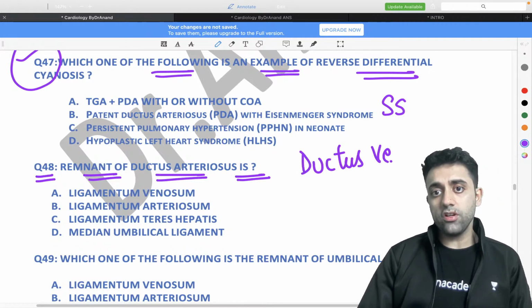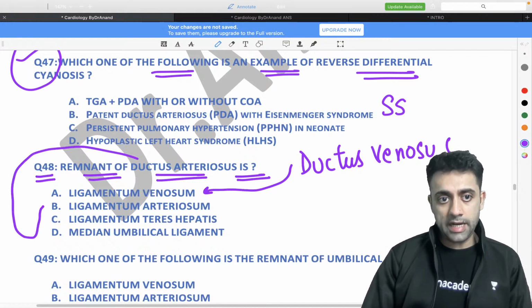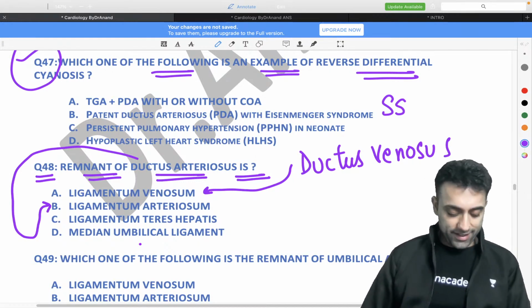The remnant for ductus venosus will be ligamentum venosum. The remnant of ductus arteriosus will be ligamentum arteriosum.